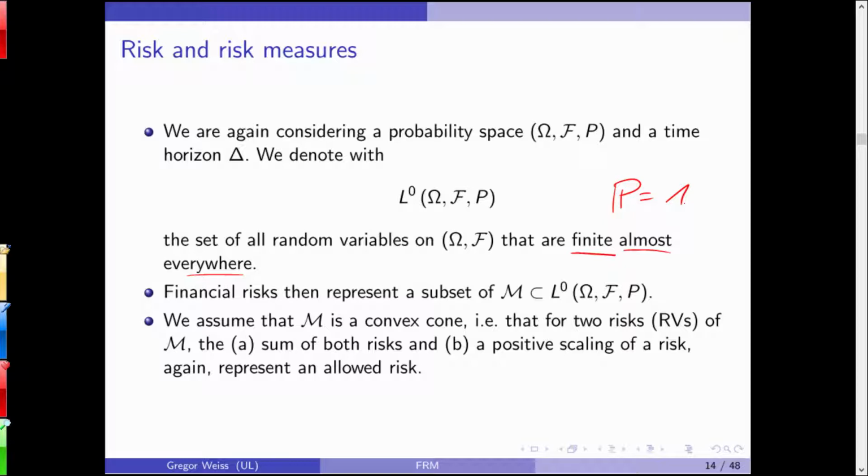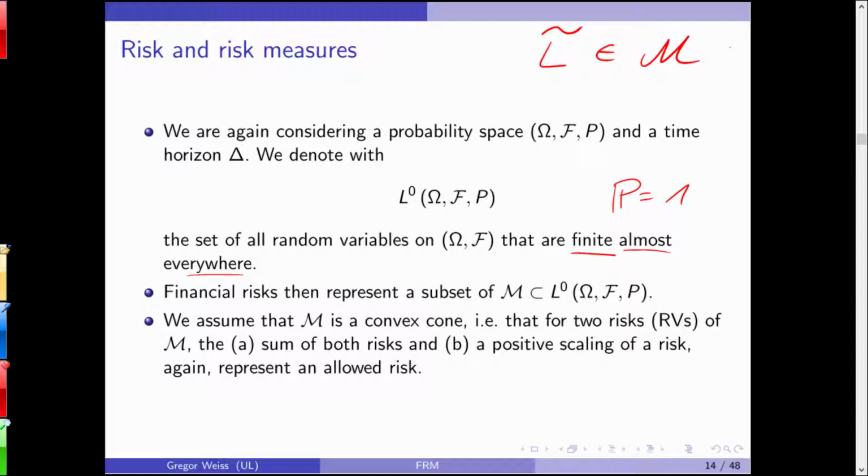Okay. So we are looking at finite random variables, and financial risks then represent a subset of M, which is again a subset of all finite random variables. What does it mean? It means a financial loss is a random variable. It's a finite random variable. So we just can write it, L is an element of the set M, and it's a random variable.